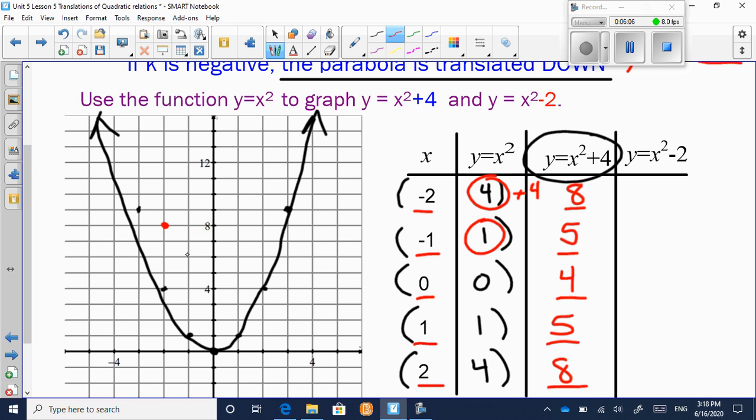Negative 1 and 5 is right there. 0 and 4, 1 and 5, 2 and 8. So there you go. So notice that all we've done is grab this parabola and pull it up. We've pulled it up 4.